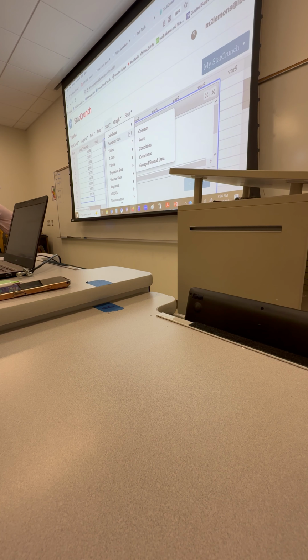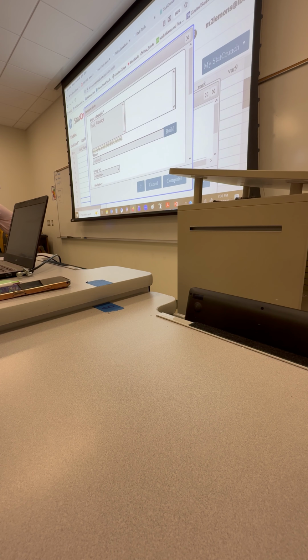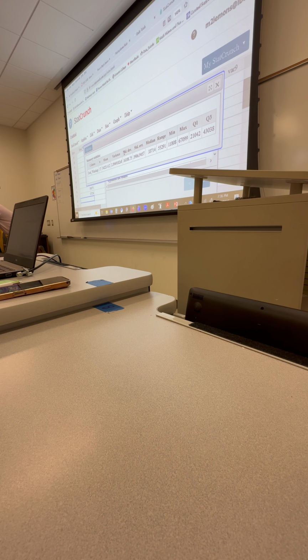Columns? Yes, columns. And then total winnings. I think it gives it to you by default. And then hit compute. There it is. Standard deviation. It's right there. See it?